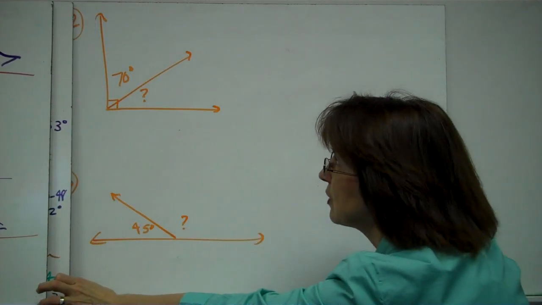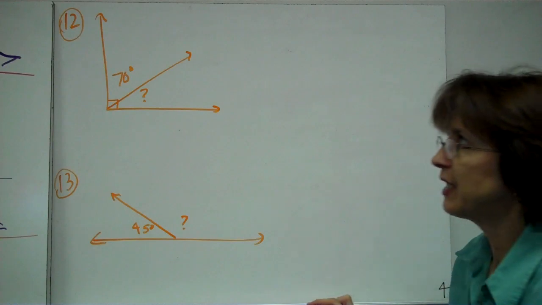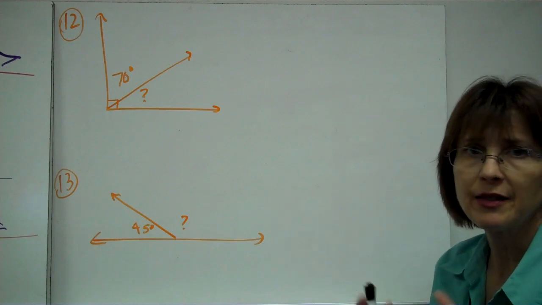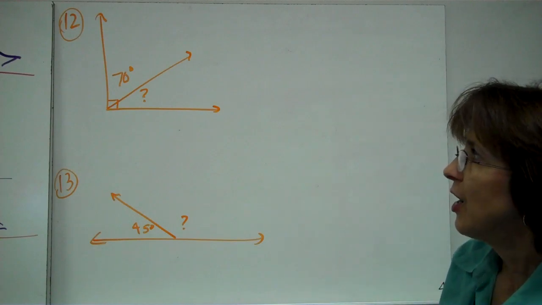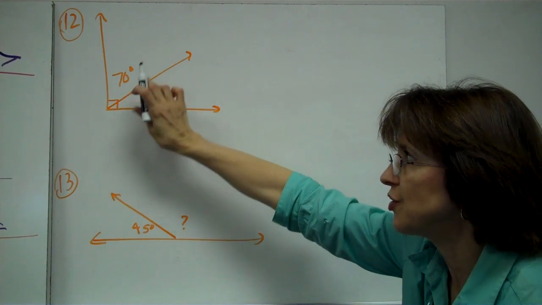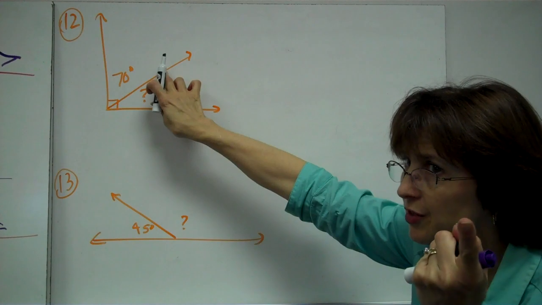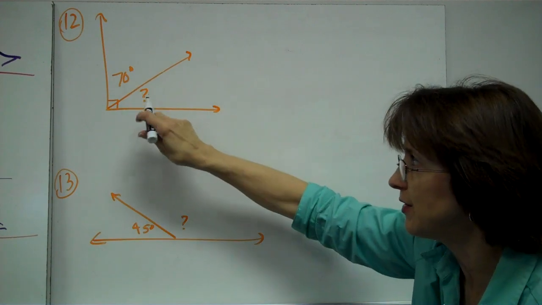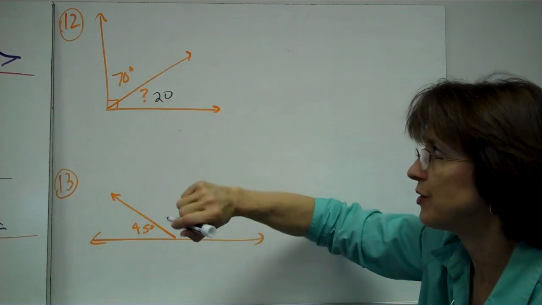Okay, these are two simple ones to end with, 12 and 13, and then tomorrow in class we'll be doing a lot of practice on these. All right, I noticed that this is a right angle. I know that this is 70, so these two angles, you should be thinking complementary, equaling 90 degrees. So if this is 70, this has to equal 20 degrees.